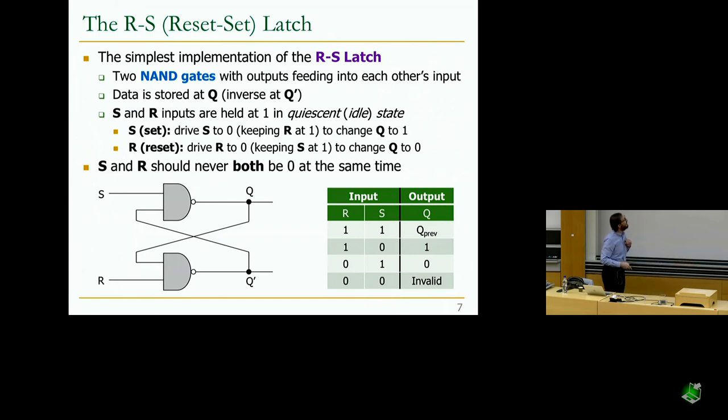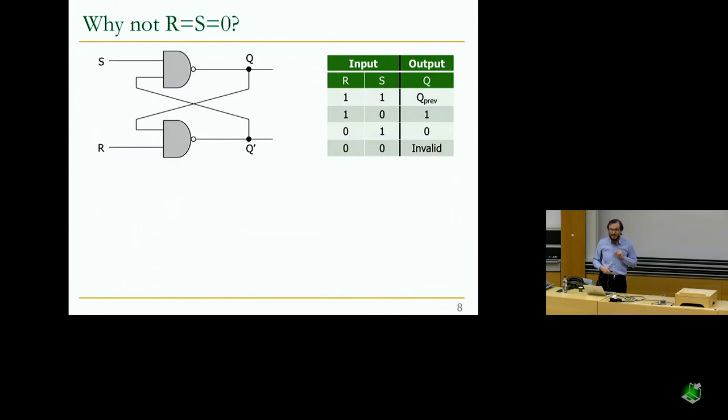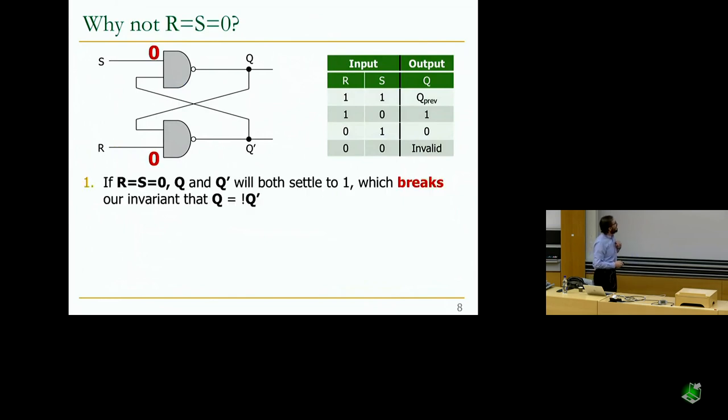So why should you not ever do that? Set and reset equal to 0. What will happen is, if you do this, now the output of these gates are supposed to be 1. First of all, you violate an invariant, right? Whenever you violate an invariant, you should be very suspicious. I'm doing something wrong. It's clearly not the fact that both of these cannot be 1 at the same time, if you study the circuit.